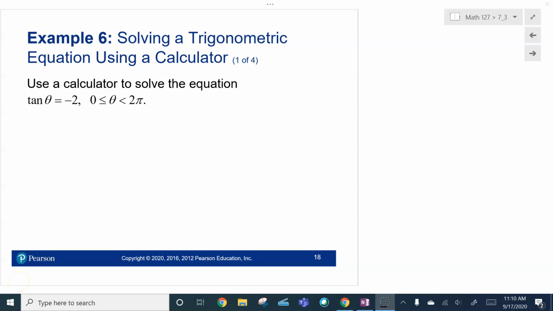Let's continue on here. Let's solve this trig equation using a calculator. So we have the tangent of theta is -2. Notice your theta has got to be less than 2 pi and greater than or equal to 0. So let's think about this for a minute. We have two spots where this occurs, where the sine over the cosine would be negative, right?